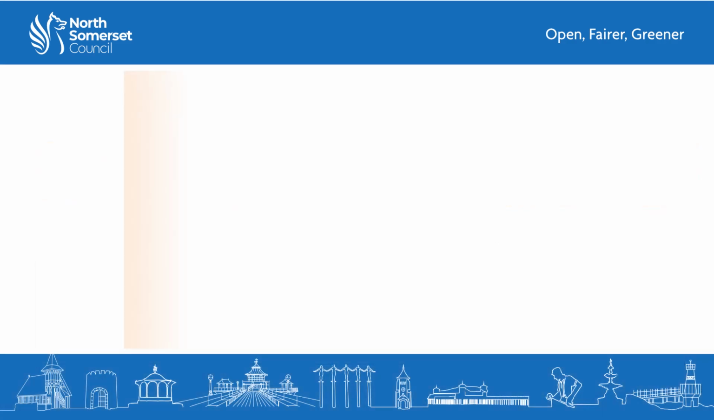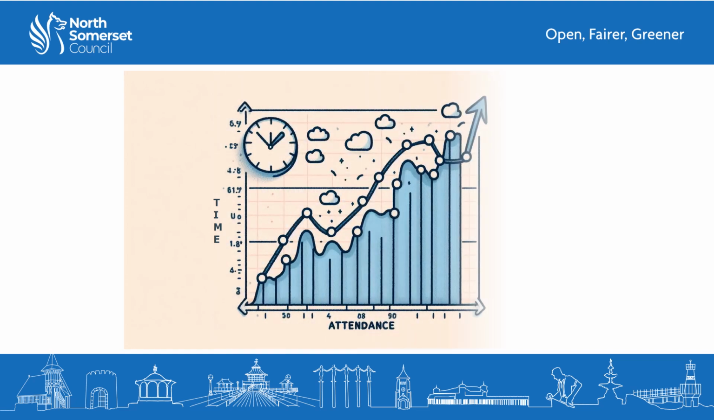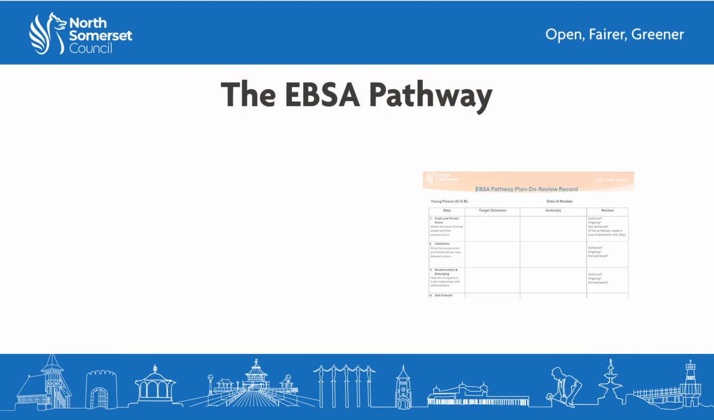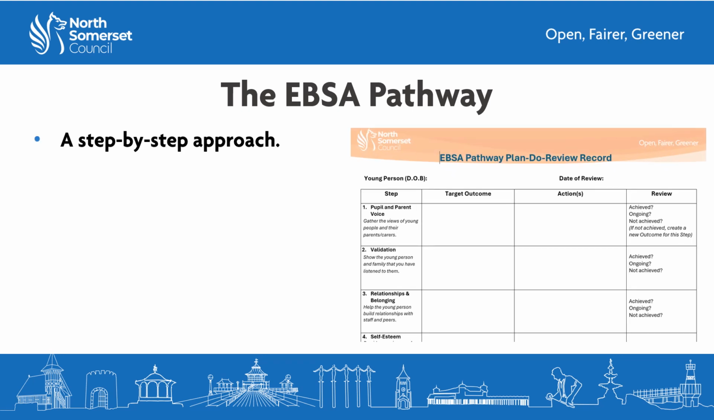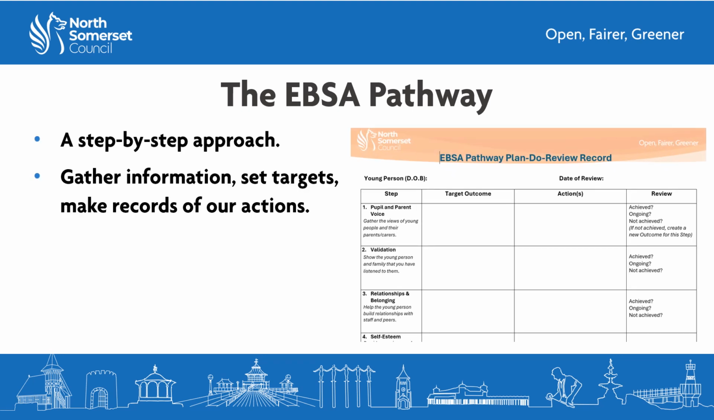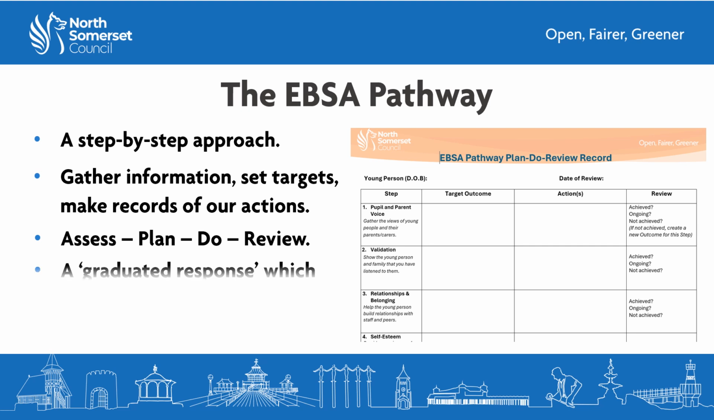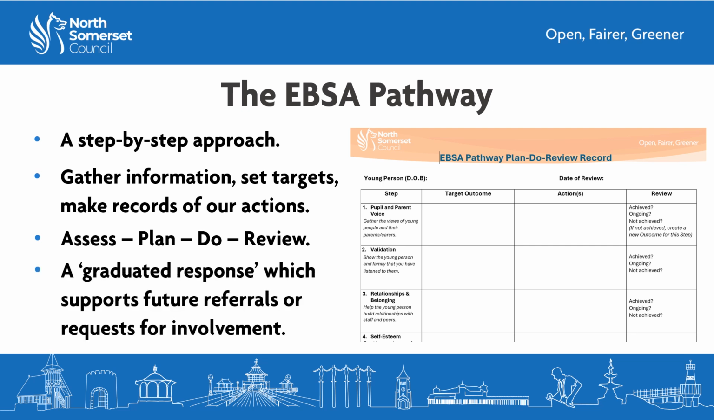By this point, we very much hope that there will have been a measurable and positive impact on attendance. However, if not, the school or college at least has a very clear record of the Plan, Do, Review approach that they have used with a young person, which forms the first stage of the graduated response to meeting young people's needs. This paper trail may support future requests for assessment or referrals, for example, a request for an EHCP or a referral to an alternative provision or medical tuition service.